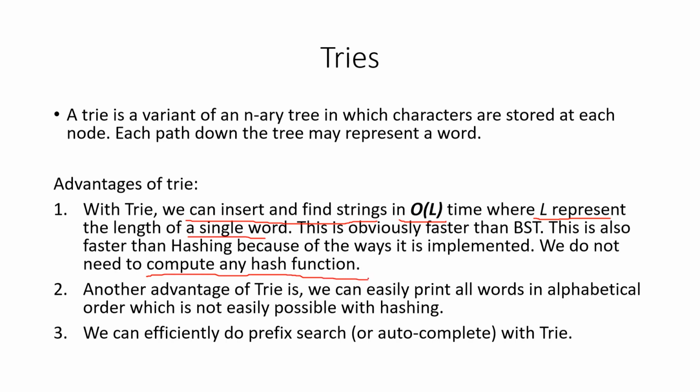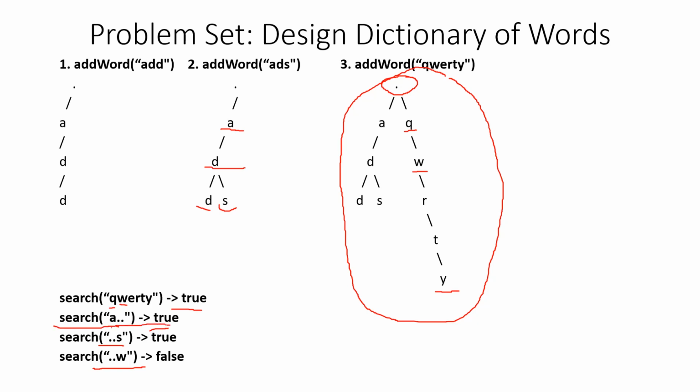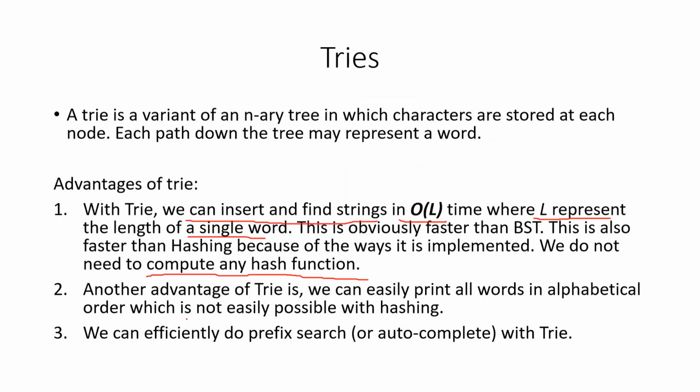We can do this kind of operation when we don't know the whole word, but we know the length and which letter it starts from. So for this kind of search, the trie is very convenient. Another advantage of the trie is that we can easily print all words in alphabetical order, which is not possible with hashing.